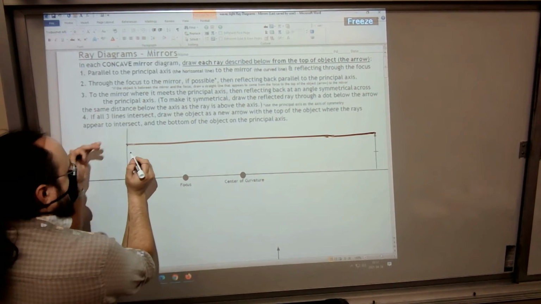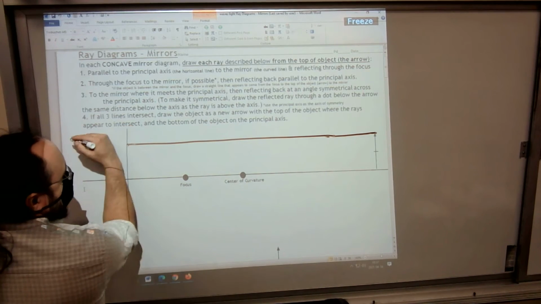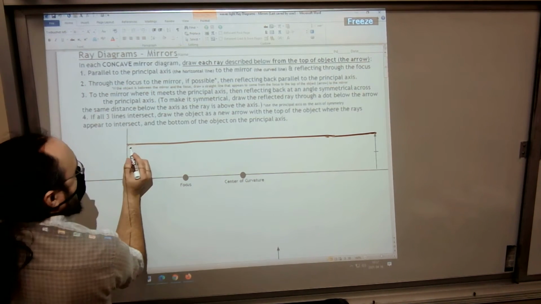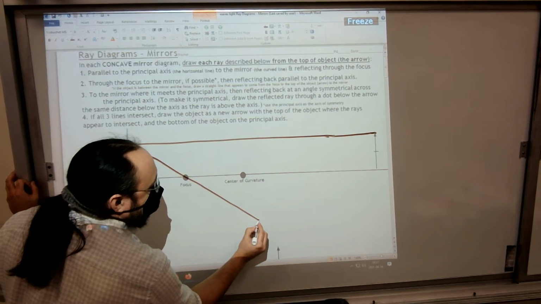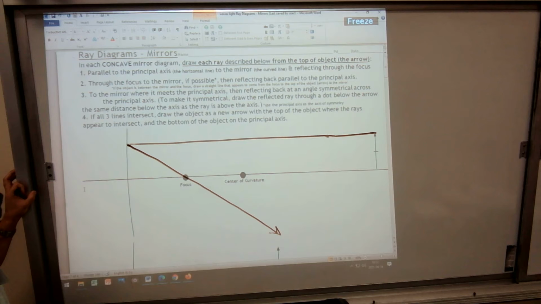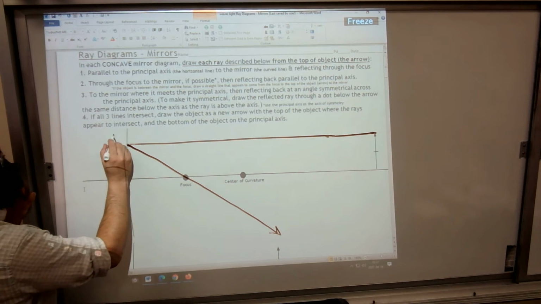Because it's curved like this, it'll bounce off that way. The ones that are curved like that, they'll bounce off that way. But we'll get there in a minute. All right, so that's ray 1. Numero uno.